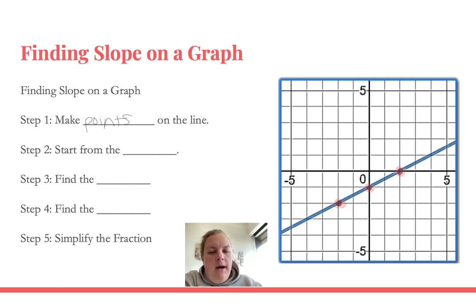We're going to start from the bottom or the left, so the furthest left point, and we want to find the rise. The rise is how far up or down I need to go to get to my next point. So I'm going to start here at my point, and I'm going to count up 1. And to get to my next point, I'm already at that level. So my rise goes from here just up 1. So that makes my rise 1. The top of my equation is a 1.